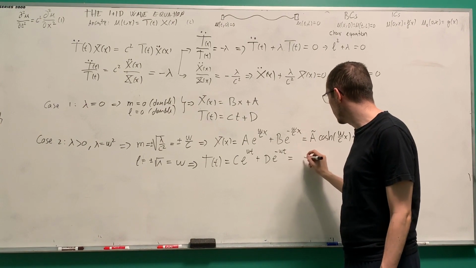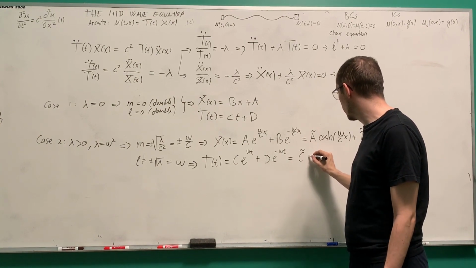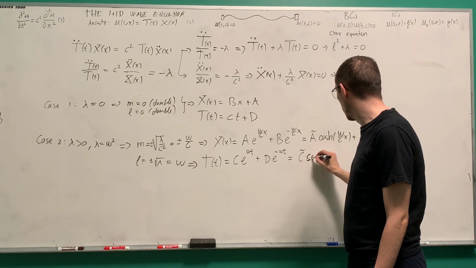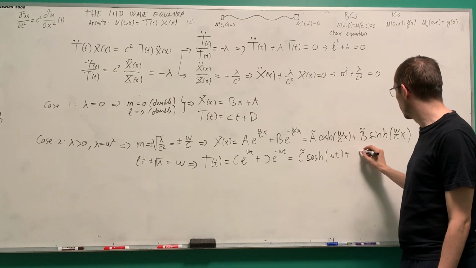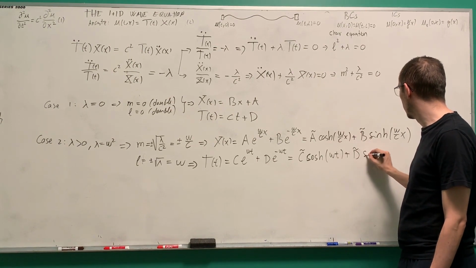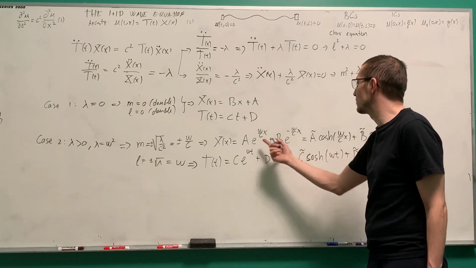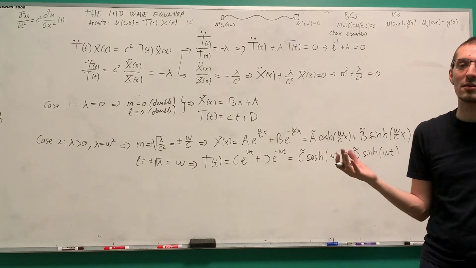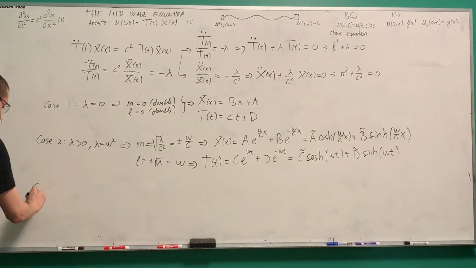And then this is the same as c tilde, if you want, cosh of omega t plus d tilde sinh of omega t. We can use either or. I mean, if you like the exponentials or the hyperbolic functions, it's the same. Whatever is most convenient for your exercise. Right, let's see case 3.